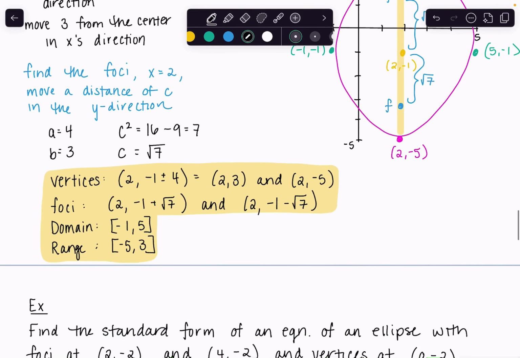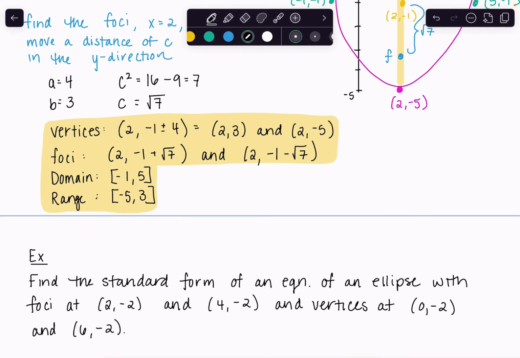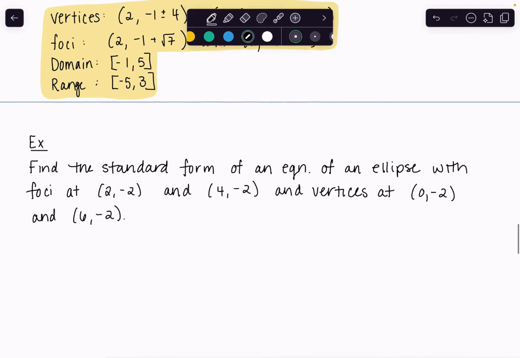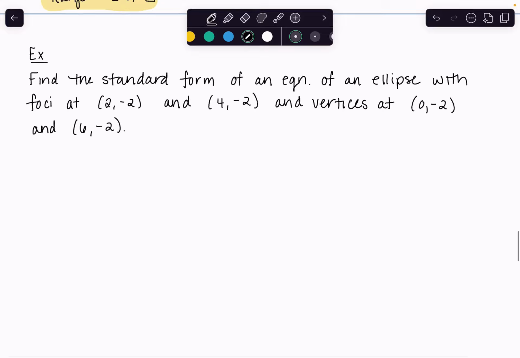So let's try one more, where we are given some key components and we again want to create the equation of the graph. So we're going to find the standard form of an equation of an ellipse with foci at (2, -2) and (4, -2), and our vertices are at (0, -2) and (6, -2). You can see that the y coordinate in all of these cases is -2. That tells me the y coordinate's pretty stuck, so everything's probably going to occur in the x direction.